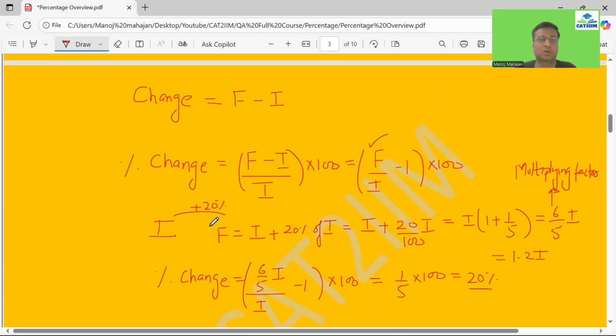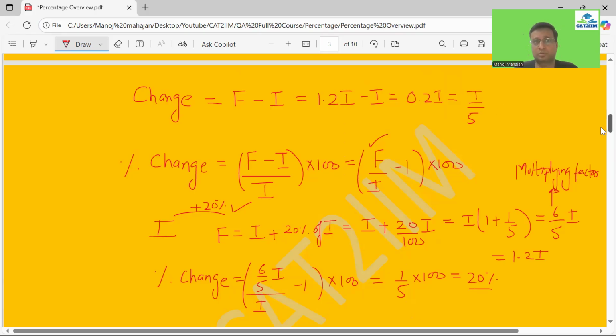That was the change we also saw in the problem. Now, if you want to figure out the change, I can only write it in terms of I. I won't be able to get the exact value. So 1.2 I, the final, minus I becomes 0.2 I, or I upon 5. That would mean the same thing. So it depends on the initial value if I want the value of change. But the percentage change you can calculate from the multiplying factor, that is 6 upon 5.